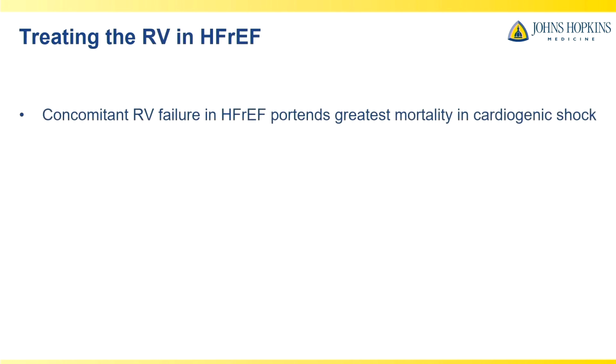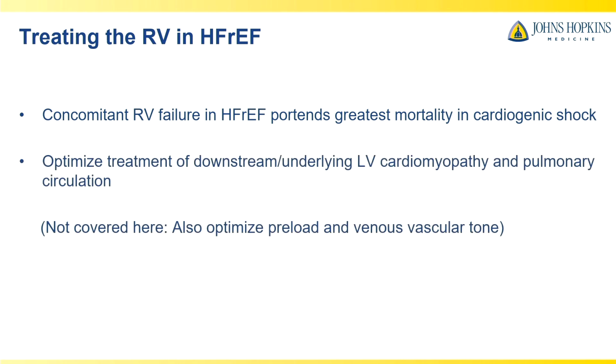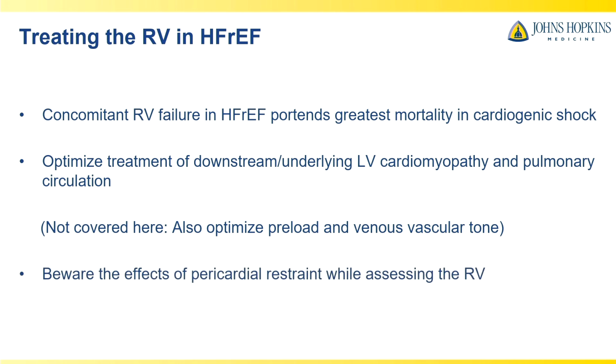So treating the RV in HFrEF, I think my messages would be, when we see concomitant RV failure, elevations in RA pressure, tachycardia, a cardiometabolic picture, these are the sickest people that we have in HFrEF. You really want to optimize treatment of the LV and the lungs, and make sure that you don't stall out on those treatments. And then be cognizant of pericardial restraint when you're first assessing the RV, and make sure you don't judge it too harshly up front.